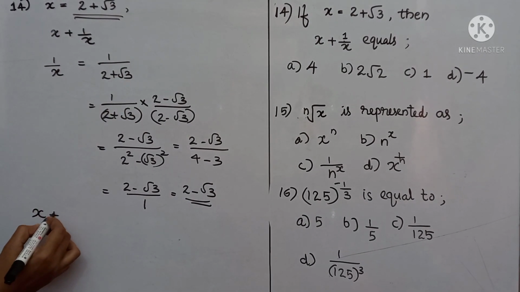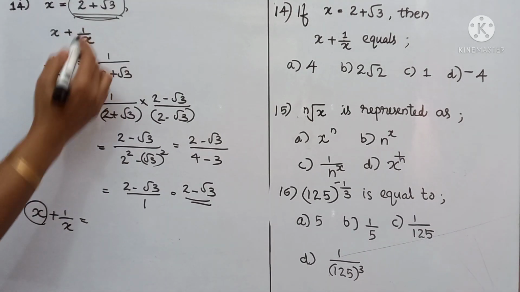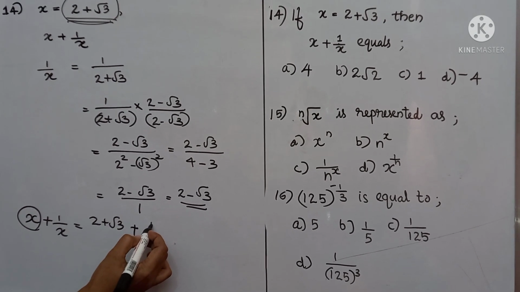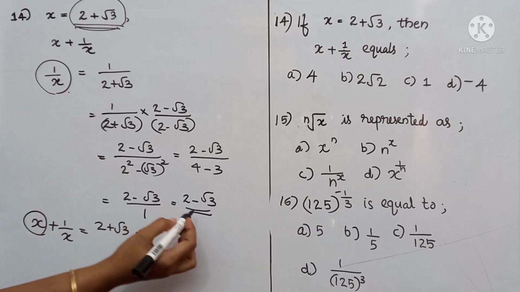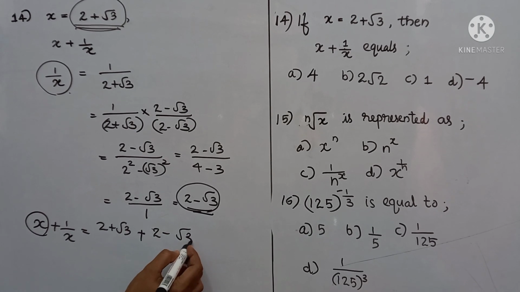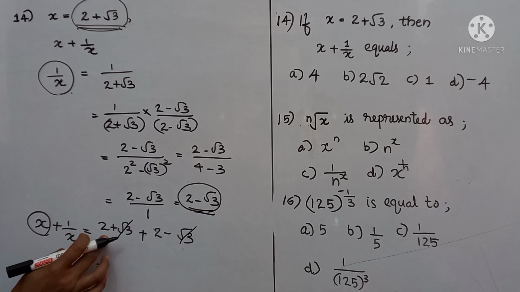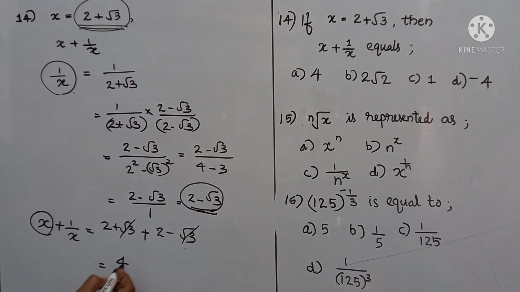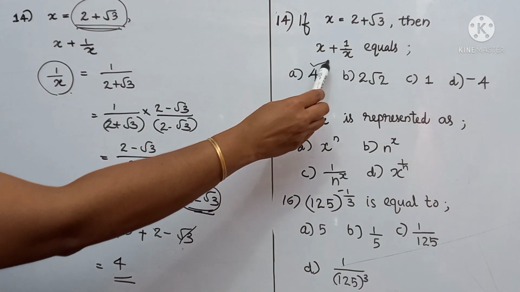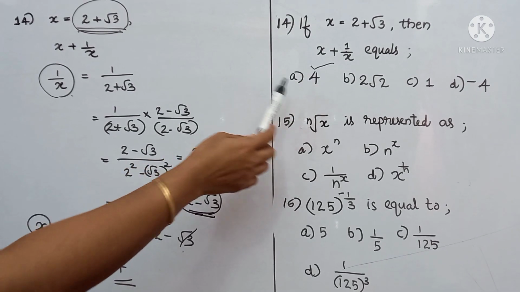Then we are finding x plus 1 by x is equal to, instead of x we can give 2 plus root 3. So 2 plus root 3 we are writing here, then plus 1 divided by x we already got, that is equal to 2 minus root 3. So we are writing here 2 minus root 3. Now we can cancel this plus root 3 and minus root 3 and left here 2 plus 2. 2 plus 2 is equal to 4. Then look at our answer A, that is equal to 4. This is the answer. We have selected option A, 4, that is the answer.